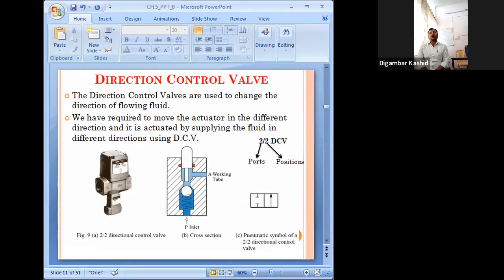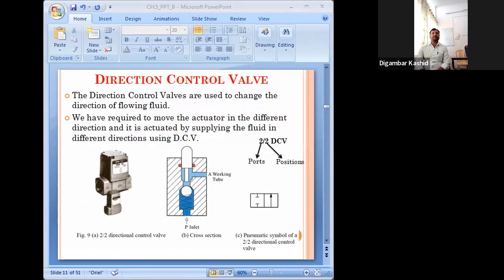So once again I would like to repeat one line. Direction control valves are used to change or to regulate the direction of the flowing fluid. Getting it? As the name suggests, a direction control valve is used to control the direction of the flow in a pneumatic circuit or in a pneumatic system. And we are required to move the actuator in different directions, and it is actually actuated by supplying the fluid in a different direction.